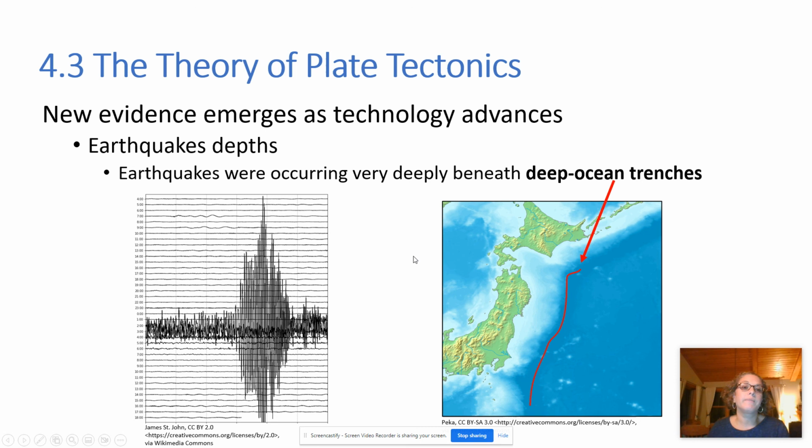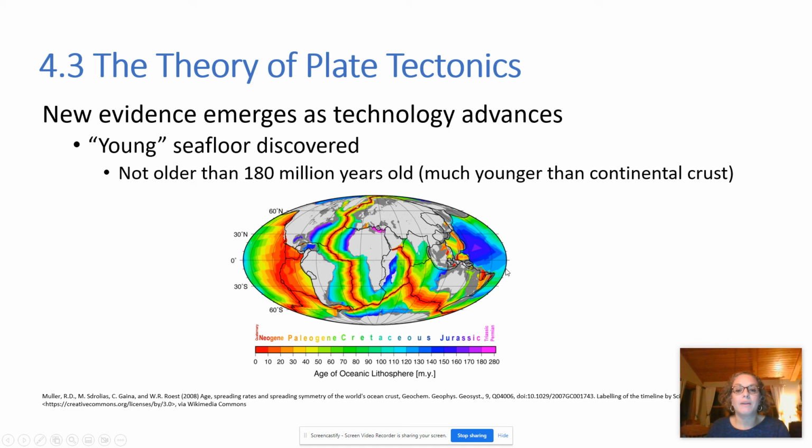And young seafloor was discovered. So here we have a map of the age of the ocean basins. We can see that the age varies from present time to about 280 million years ago, and we see there's not very much of that. So most of our ocean floor is between this zero age period and around 180 million years old.